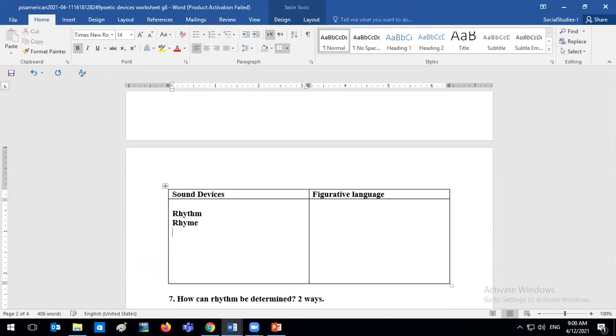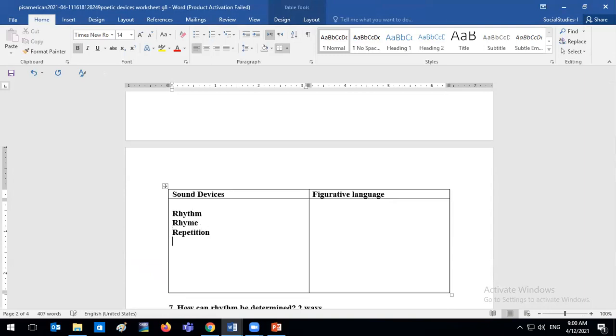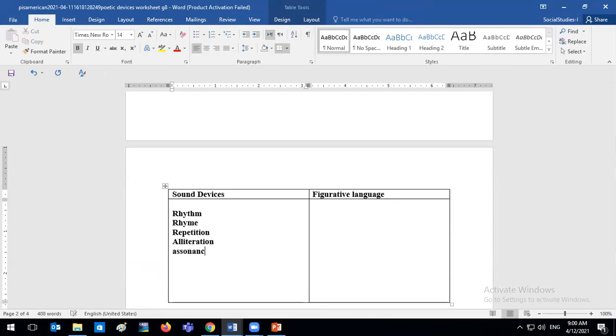Rhyme is a sound device. Repetition is a sound device. Alliteration is a sound device. Assonance is a sound device. And we also added onomatopoeia because it's also a sound device. Figurative language, we're concerned with simile and metaphor. Also we have imagery because we see it, and we also have hyperbole, because it's used in poems sometimes.